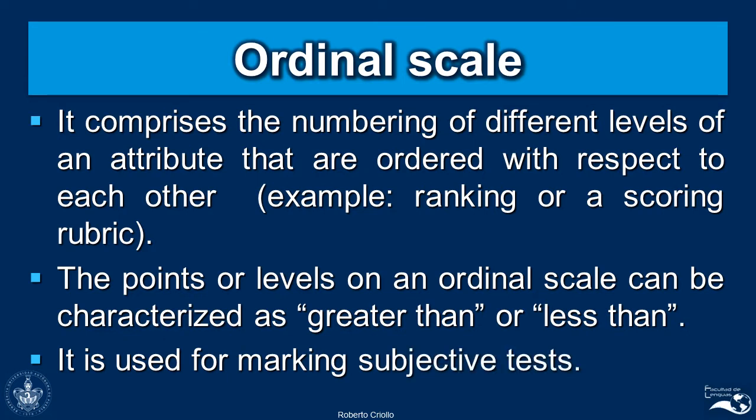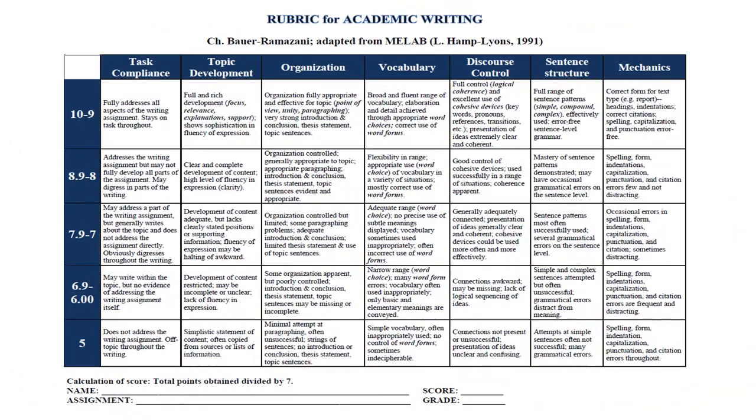Ordinal scales are very important for the design of scoring rubrics for a subjective test. Here is one example. This is a scoring rubric for academic texts. We can see that there are different categories: task compliance, topic development, organization, vocabulary, discourse control, sentence structures, and mechanics. And each of these is represented by a different description of the quality of the paper, whereas the lowest value, number 5, indicates a very low level of the attribute.